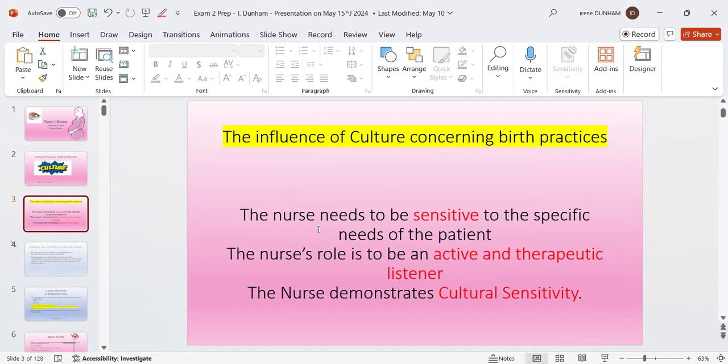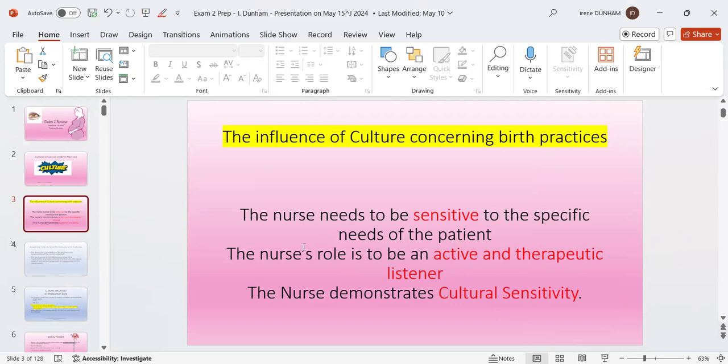So nurses, it doesn't matter if you're a maternity nurse, a pediatric nurse, or a med-surg nurse, we're always sensitive to the specific needs of our patient. I put that in red because I want that to stand out to you. The nurse's role is to be an active and therapeutic listener. Remember, we have one mouth and two ears. My teacher always taught me that. And so that means I'm going to listen more than I'm going to say, correct? And then the nurse demonstrates cultural sensitivity.